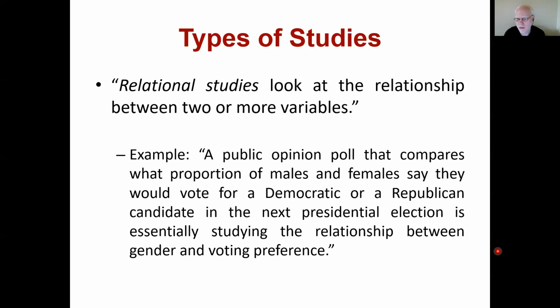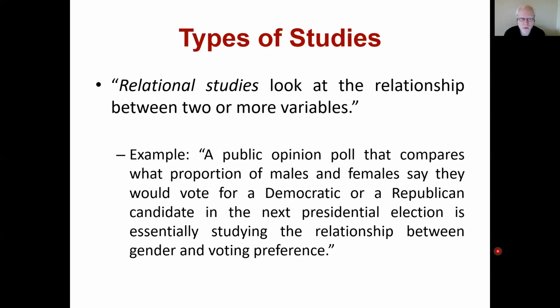Is there a correlation, to use the language that we had used in QM? Is there a correlation between gender and voting preference? Do these two things go together in some systematic way? If we know something about gender, we would have a better idea. We would know more about voting preference than if we didn't know gender. And so these are really, really common. And this is one of the types of possible studies that you're going to be able to do.